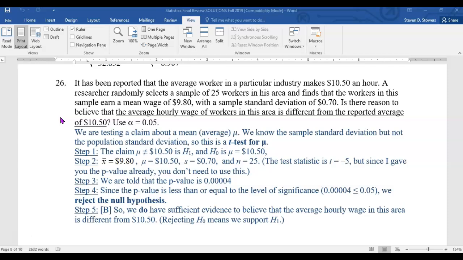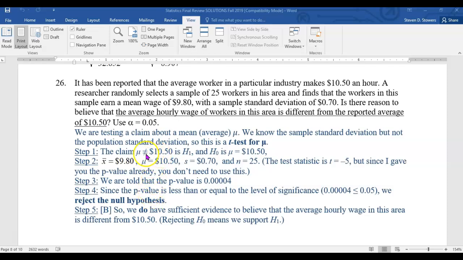So this hypothesis testing is a 5-step process. Step 1, figure out what the claim is that you are testing and state the null and alternative hypotheses. So pay attention to the wording for what the claim is. Here the claim is that the average hourly wage of workers in this area is different from the reported average of $10.50.